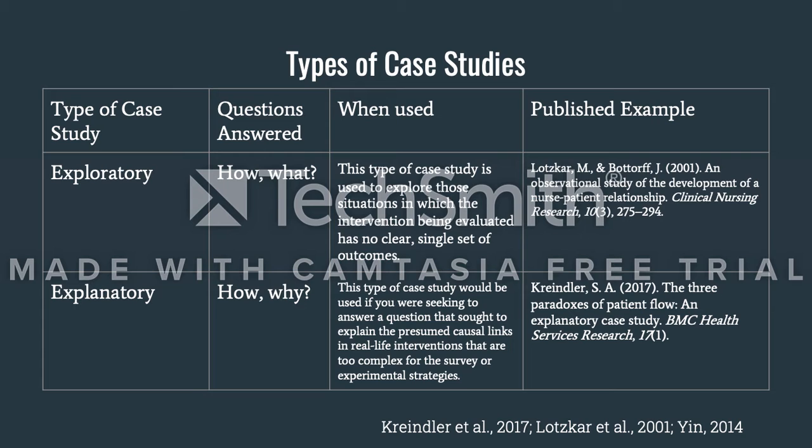The next type would be the explanatory, which will tend to answer the questions of the how or the why. This type of case study would be used if you were seeking to answer a question that sought to explain the presumed causal links in real-life interventions that are too complex for the survey or experimental strategies. Explanatory can use both qualitative and quantitative research methods. Explanatory case studies not only explore and describe phenomena, but can also be used to explain causal relationships and to develop theory.